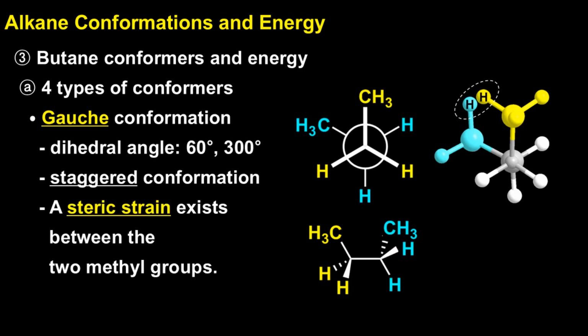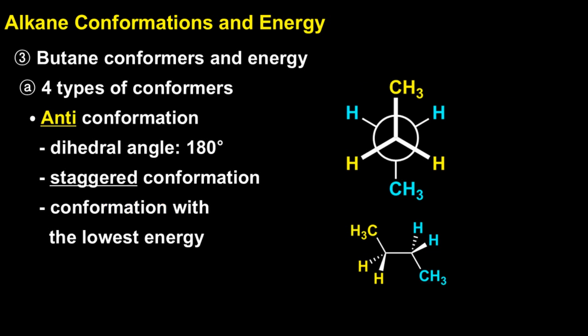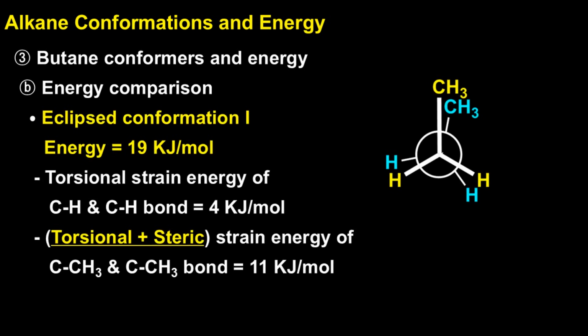In the gauche conformation, at 60 degrees, the two methyl groups are in a staggered position, but they're still pretty close to each other. This setup causes some steric strain, but it's still more stable than any of the eclipsed conformations we've seen. At 180 degrees, we get the anti conformation. And in this one, the two methyl groups are positioned as far apart as possible. That spacing eliminates steric strain completely, making this the most stable conformation of butane.